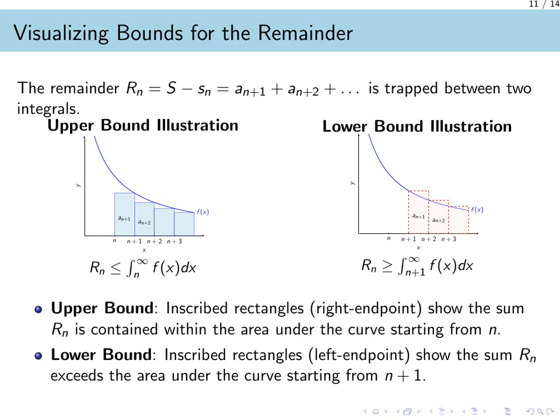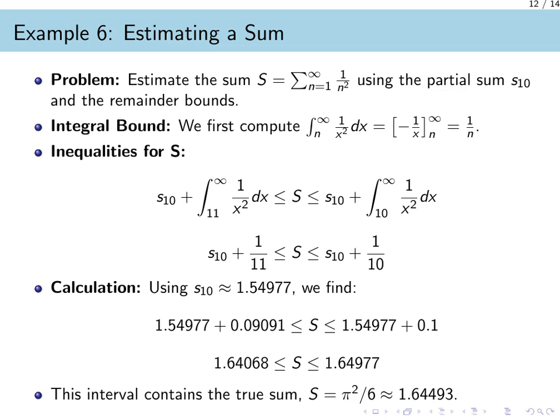Now look at the lower bound illustration. If we shift the rectangles so that each height is determined by the left endpoint starting at n plus 1, the rectangles are now circumscribed over the curve. In this configuration, the area under the curve from n plus 1 to infinity is entirely contained within the rectangles. This visually demonstrates that the remainder r sub n must be at least as large as the integral of f of x from n plus 1 to infinity. By trapping the remainder between these two integrals, we gain precise control over the error of our approximation.